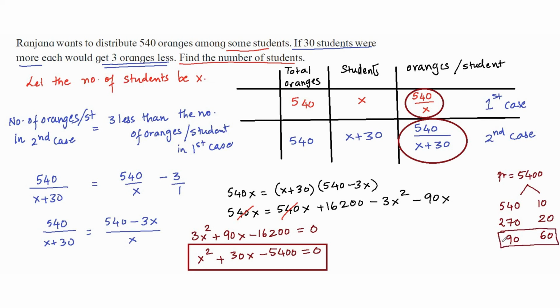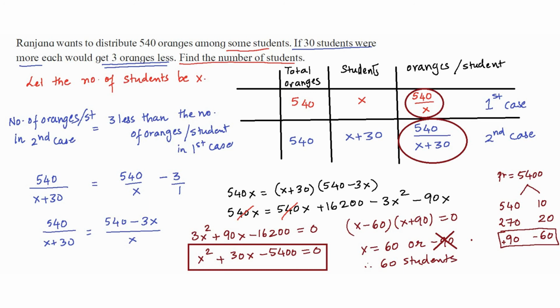The sum is positive, which means that 90 has to be positive and 60 has to be negative. So this becomes x minus 60 multiplied by x plus 90 is equal to 0, which means x is either 60 or negative 90. Now again here the number of students cannot be negative, so you have to reject this solution. Again you will have to mention this explicitly, saying that since x represents the number of students, it cannot be negative. Therefore, there are 60 students in this particular problem.